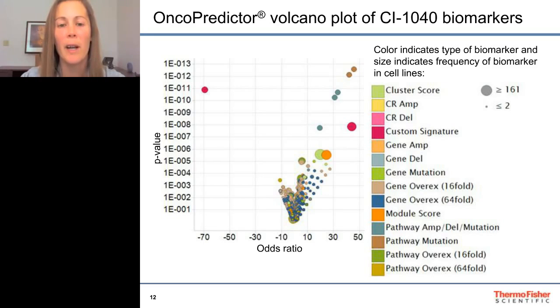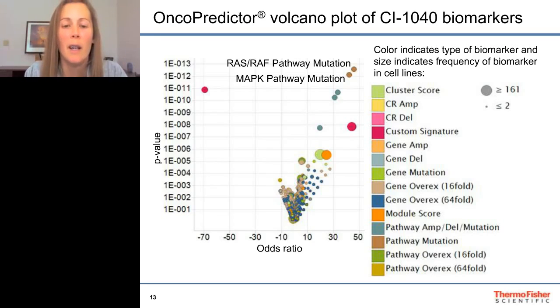So each of the points on the graph does represent an individual biomarker that is colored by the type of biomarker it is, which is indicated in the legend. And it's sized by the number of times it occurs within the cell line panel. So what I hope you can appreciate here is that we did identify, as some of the most significant biomarkers, predictive biomarkers that you might expect would confer sensitivity to MEK inhibition. This includes RAS-RAF pathway mutations as well as MAP kinase pathway mutations.